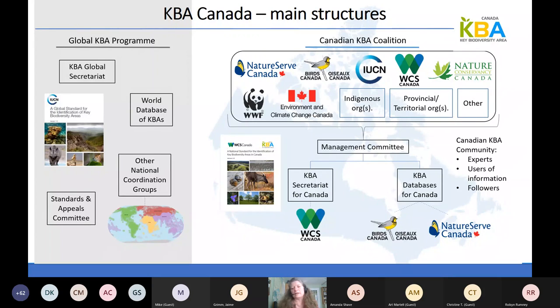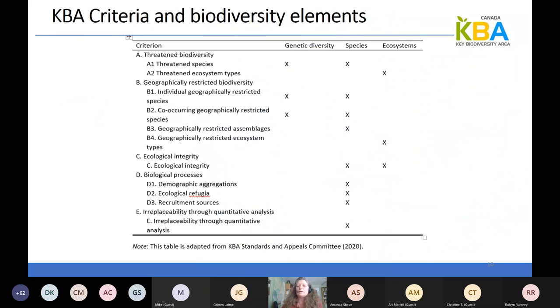The structure that we've set up in Canada also involves a body like the coalition, which is a loose set of organizations that have signed on out of interest. But out of that arises a management committee that takes care more of the day-to-day, leads many decision-makings, and convenes at least once a month. The Secretariat, as I said, is led by WCS Canada, and Birds Canada and NatureServe have the KBA databases. We regard the broader Canadian KBA community as a large and amorphous set of users, which we hope will grow as more and more people understand what KBAs are and how they might be used. And this will be taking place over a few years of intensive identification.